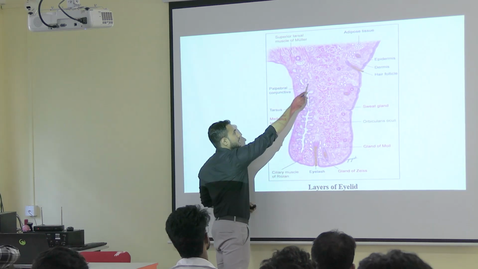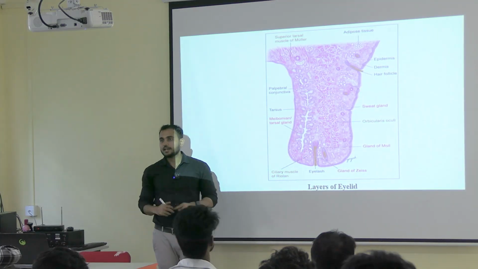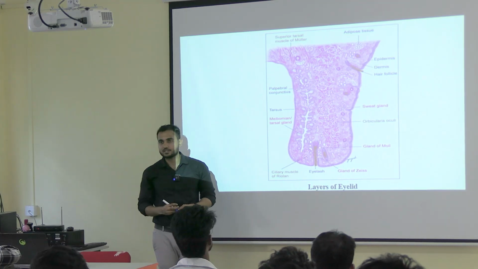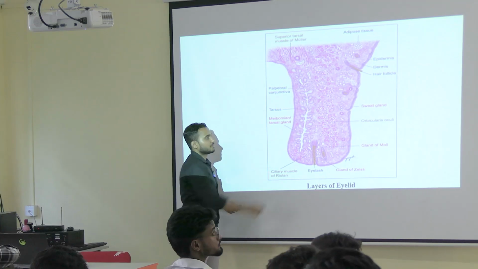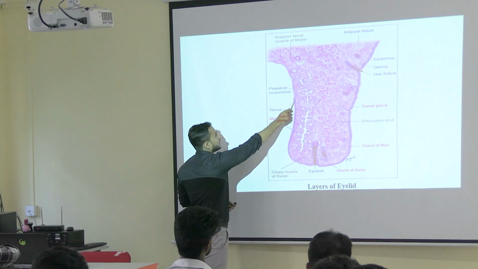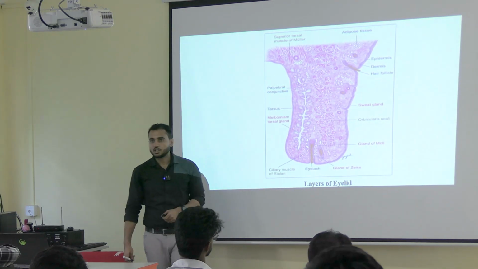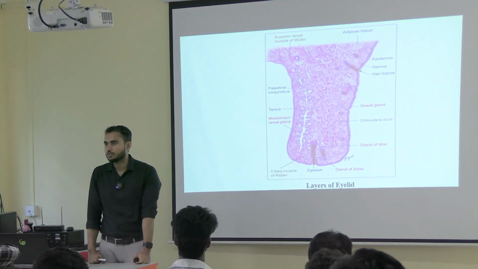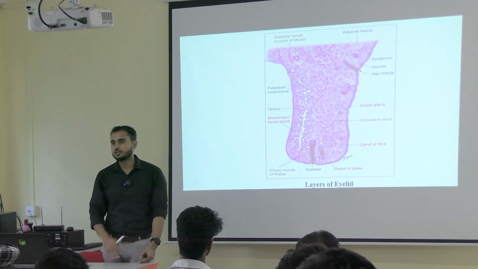Deep to this you can see the tarsal plate, which is a band of fibrous tissue, and in that what will be present? Meibomian glands or tarsal glands. So here you can see Meibomian glands or tarsal glands are present. Next, deep to that you can see the palpebral conjunctiva. This is the palpebral conjunctiva. Palpebral conjunctiva is made up of stratified squamous non-keratinized epithelium. Along with that some goblet cells are also present. So these are the layers of the eyelid.